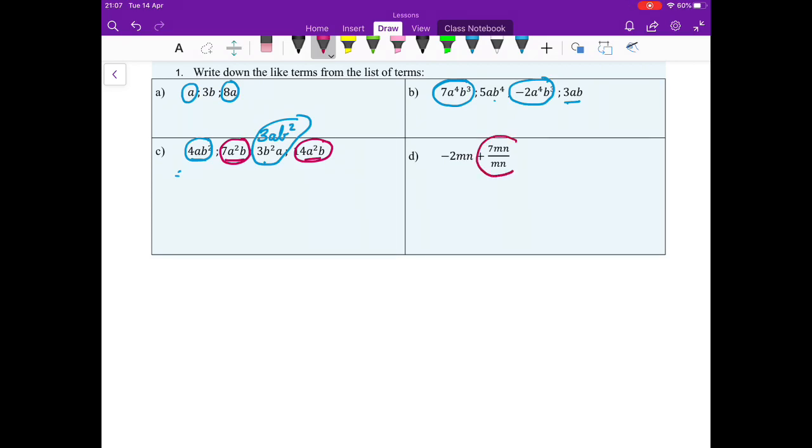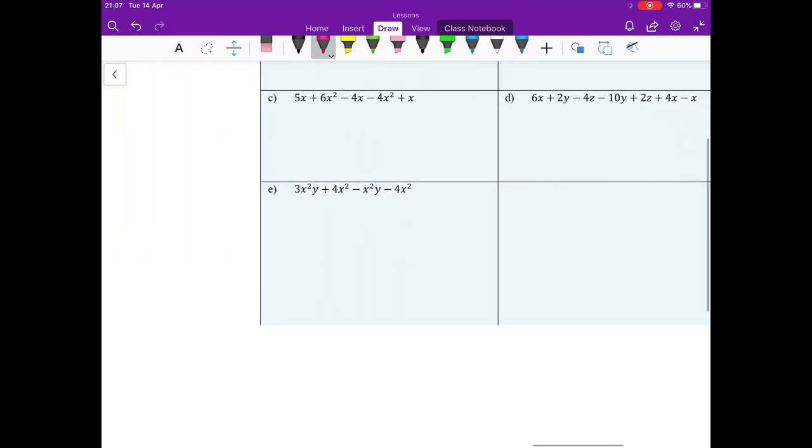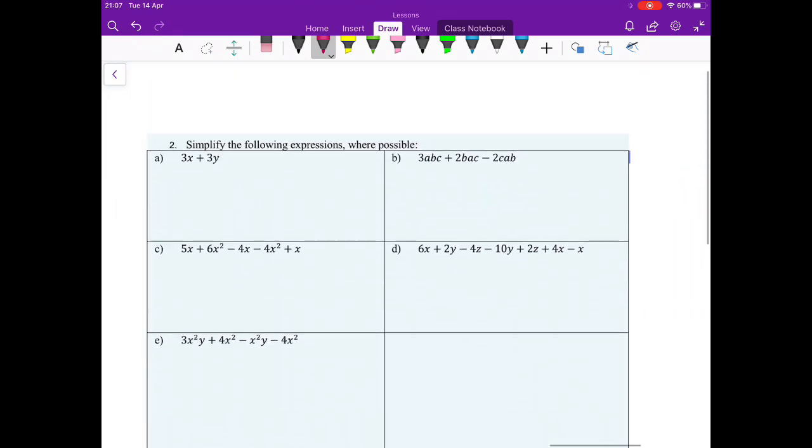If we have a look at this one, we first have to simplify that. These are the same. So in actual fact, I've got negative 2mn plus 1. So there are no like terms there. Let's continue with the next lot.